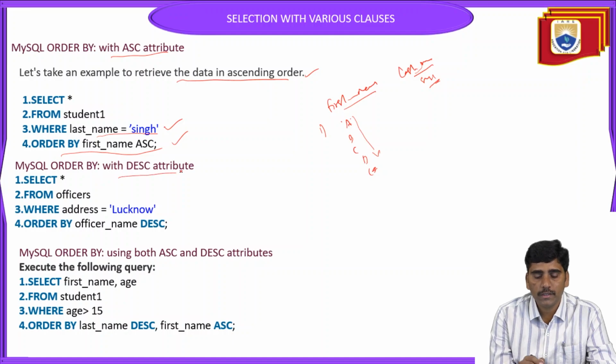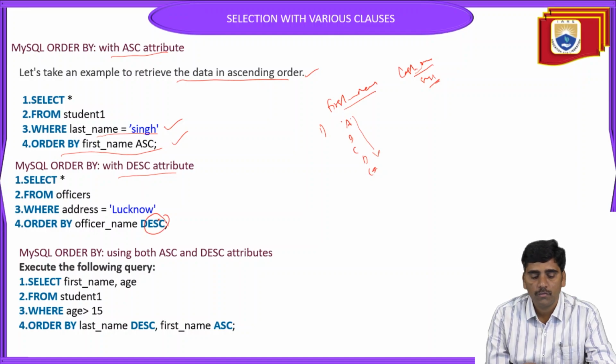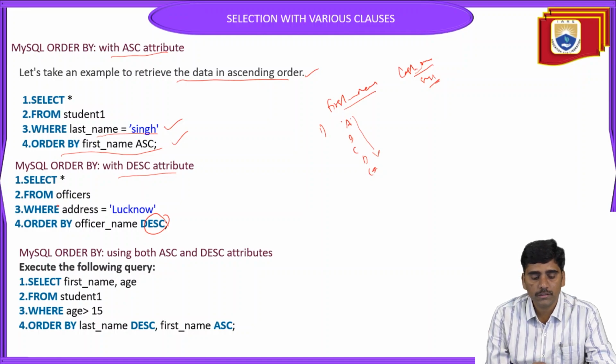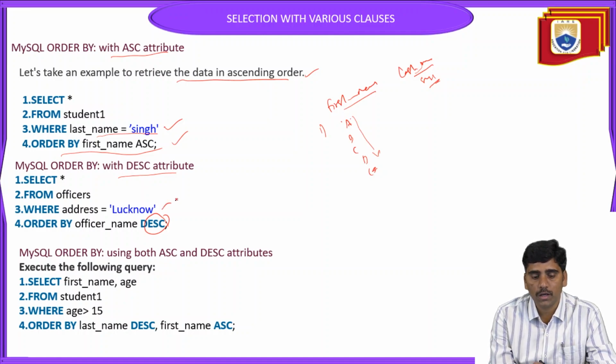MySQL ORDER BY with the descending attribute. The same thing we applied here, but instead of ascending, we can mention descending order. SELECT * FROM officers WHERE address = 'Lucknow' ORDER BY officer_name DESC.